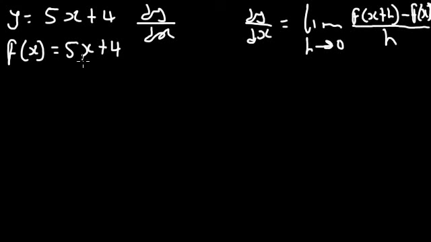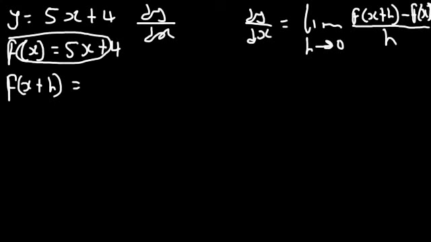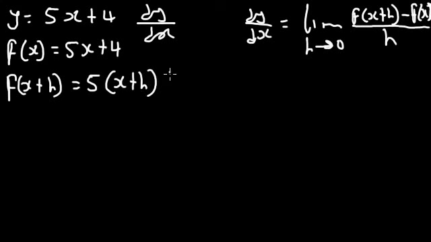So now if f of x is 5x plus 4, what would be f of x plus h? Well, it makes sense that wherever we find x in f of x, we should replace it with x plus h. So therefore the 5x becomes 5 in the bracket of x plus h, then plus 4. Now expanding the bracket, we have 5x plus 5h plus 4. So that's f of x plus h. So now we can find the derivative.